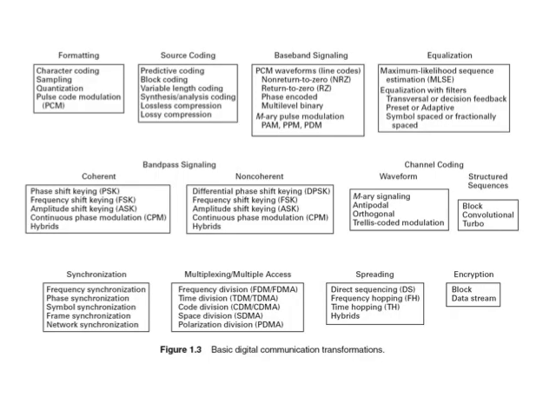This slide highlights the basic digital communication transformations and the types that are involved in each transformation. Coming to formatting, we have character coding, sampling, quantization, and pulse code modulation. Next, coming to source coding, the tasks involved are predictive coding, block coding, variable length coding, synthesis or analysis coding, lossless compression, and lossy compression.